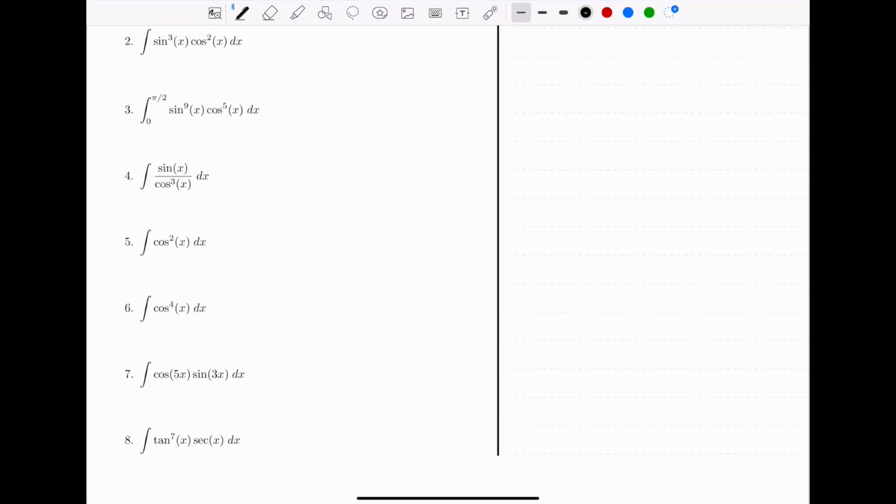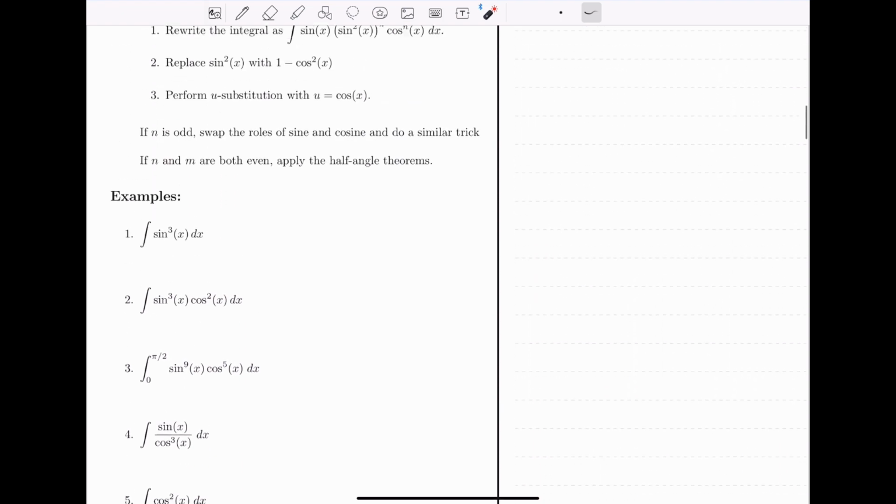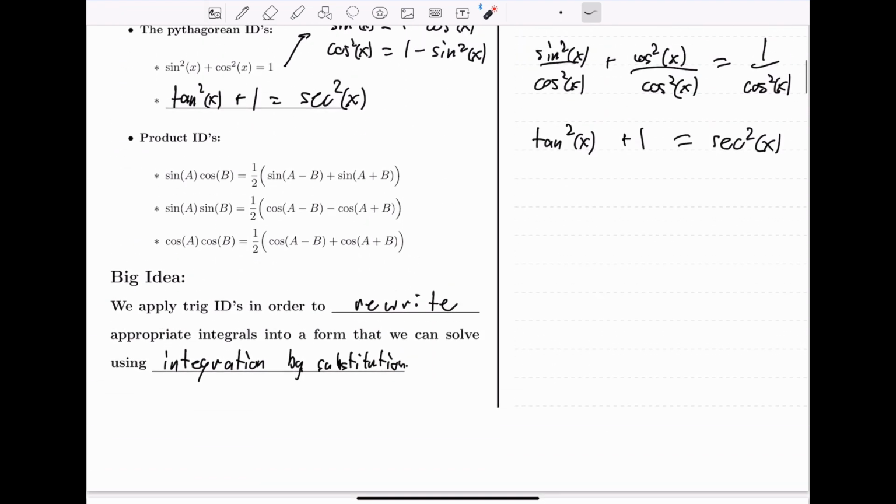Let's take a look at problem 7. Problem 7 looks different from the rest. The difference is we do not have powers of sine and cosine. Instead, we have multiples of x inside the parentheses. So we will not use the Pythagorean identities or the half-angle identities. We will use these product identities that are written here on the front page of the handout.